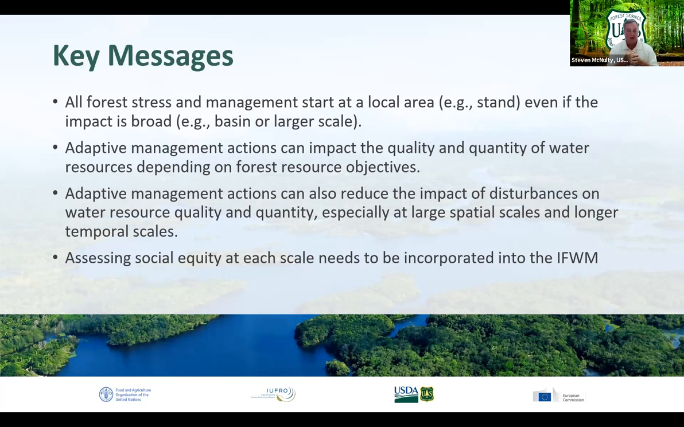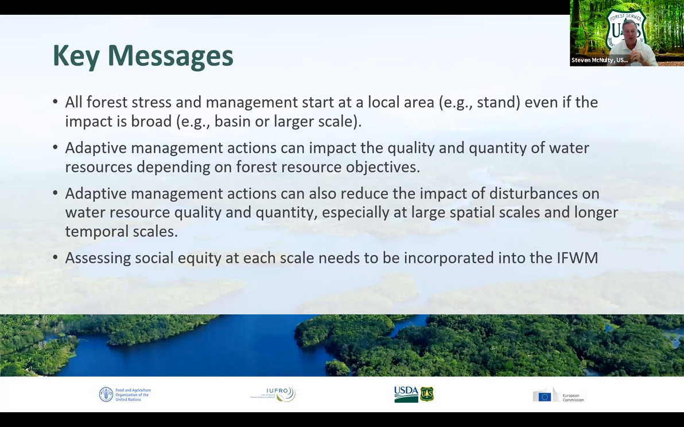And the amount of disturbance can also be reduced because of the type of management that we do. So there's natural disturbance, and then there's the impacts we have on them. Depending on how we handle this, those can either be exacerbated or minimized.